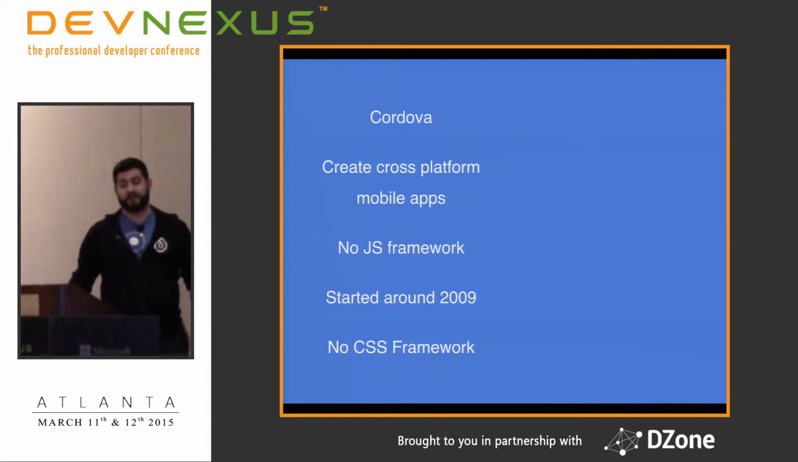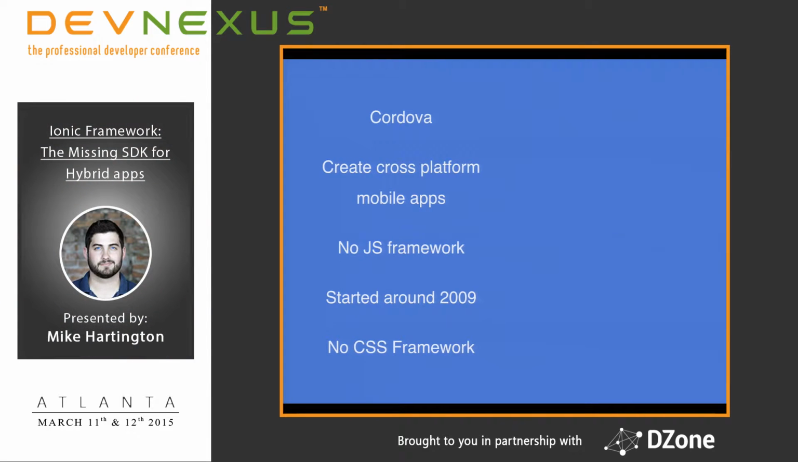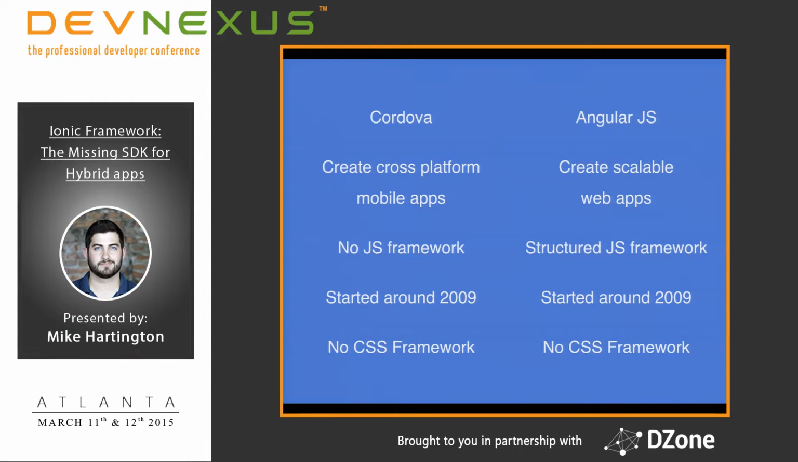We have AngularJS, so we can create scalable web apps. We have a structured JavaScript framework with it, and it was also started around 2009, and there's no CSS framework. I like to think that the times when these both started was kind of everything lining up correctly. So what do we need now?